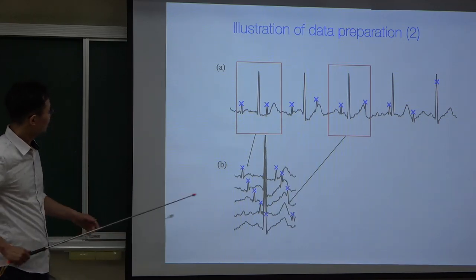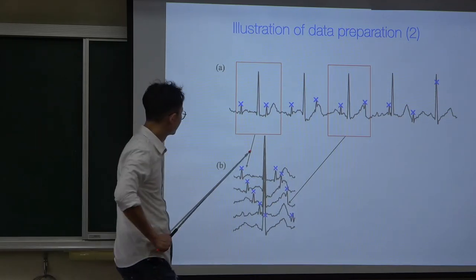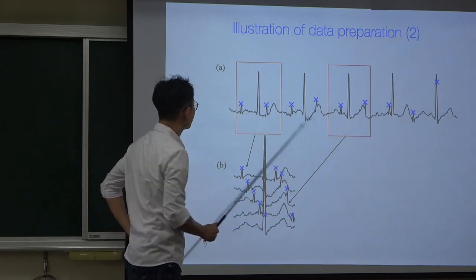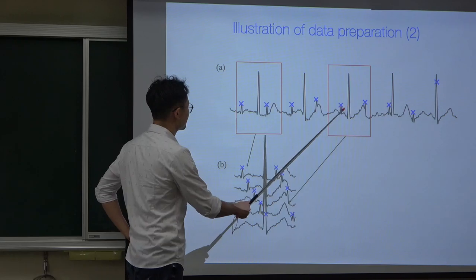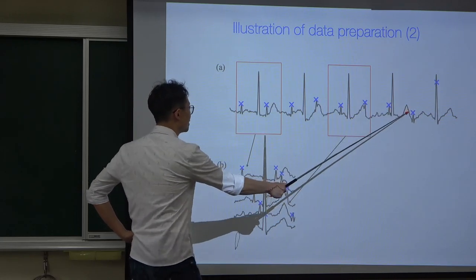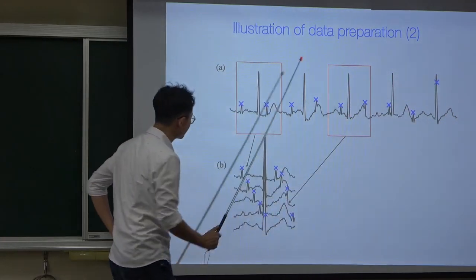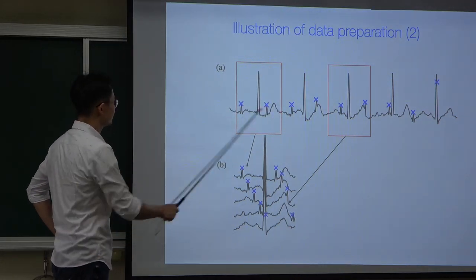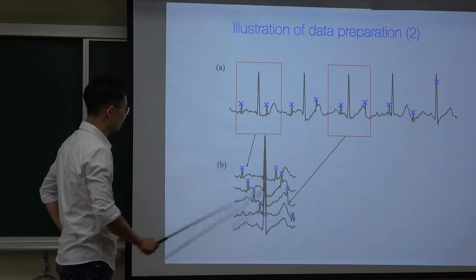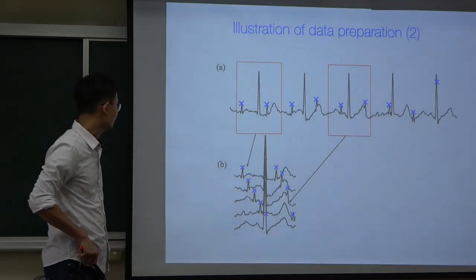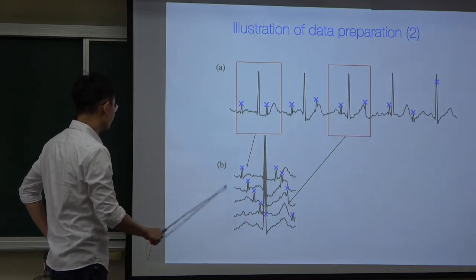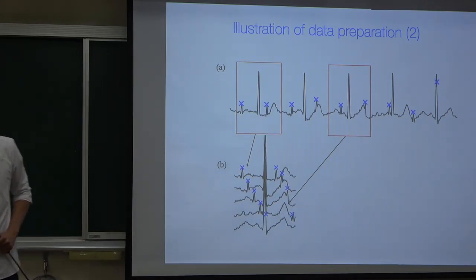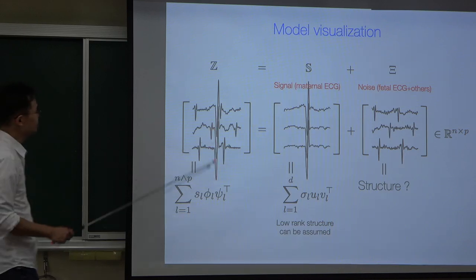And this is another illustration. So you get this transabdominal maternal ECG, and the crosses are expert-labeled fetal ECG, just to let you know how they look from the other viewpoint. And you truncate the signal into pieces, and you put them together. That is, you save it as a matrix. And this is how it looks.